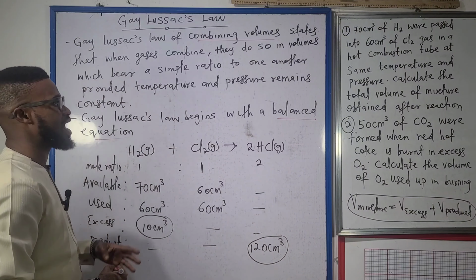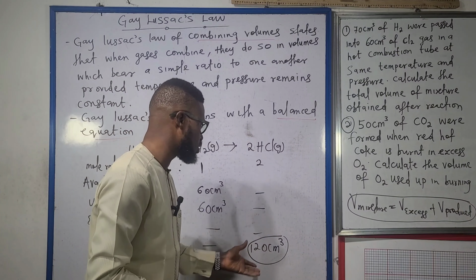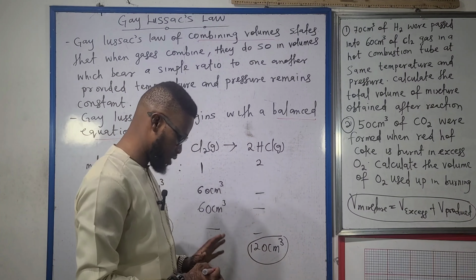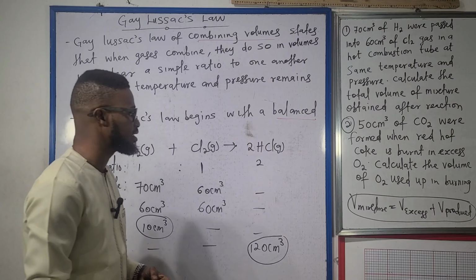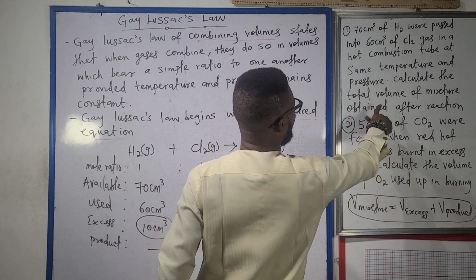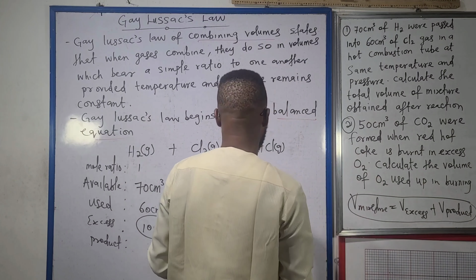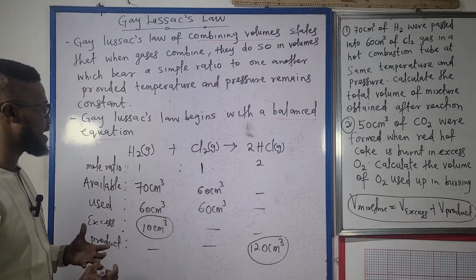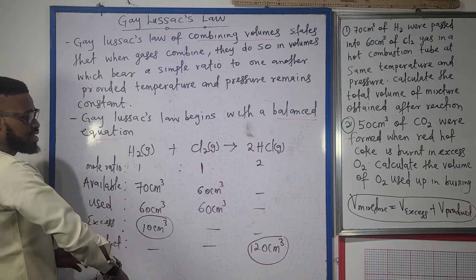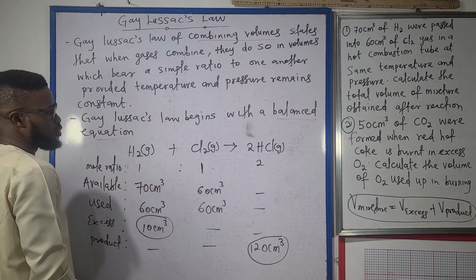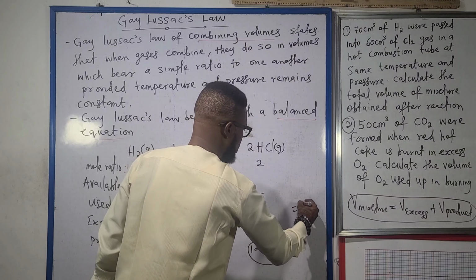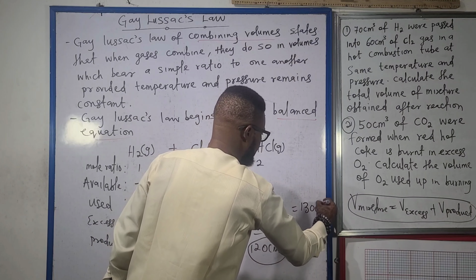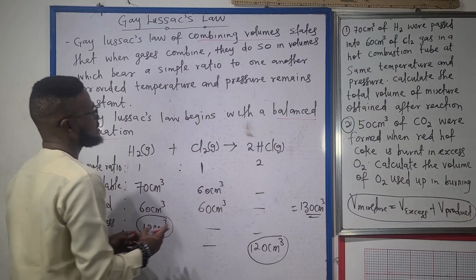If the question had asked me what is the volume of the product, I would have just said 120 cm cube. If it had asked me what is the volume of the excess hydrogen, I would have said 10. But the question asks what is the volume of the mixture obtained after reaction. That is what is in excess plus the product, and in this case that is 130 cm cube. So that ends question 1.